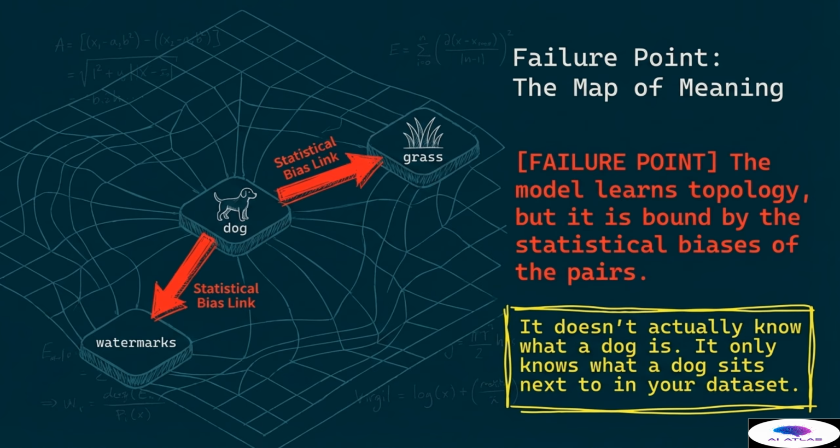If you show the model a dog in a completely new context, it might fail because its map of meaning is limited to the correlations it has seen before. It is learning the shape of the data, but not the underlying essence of the objects. This leads to models that are incredibly good at finding patterns, but poor at understanding the fundamental nature of the things they are processing. We must remember that proximity in a latent space is not the same thing as conceptual understanding.